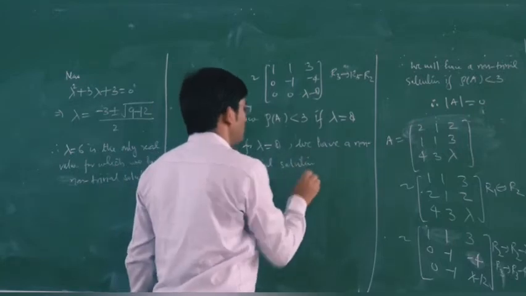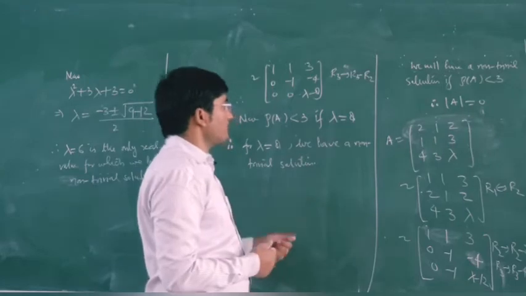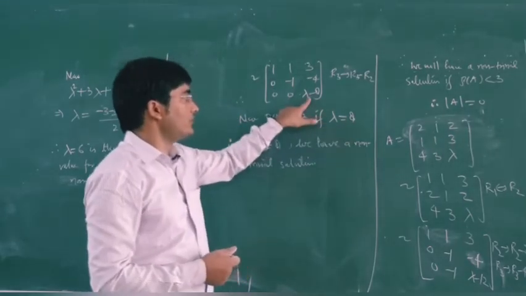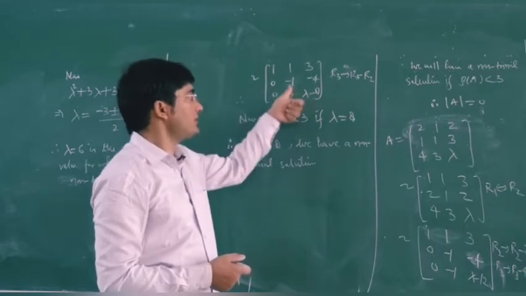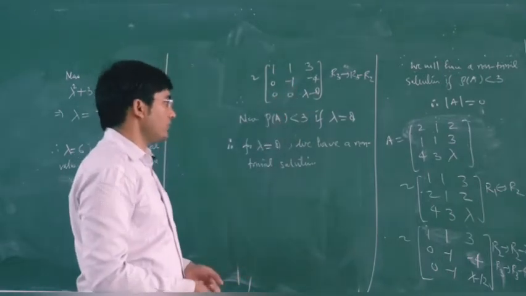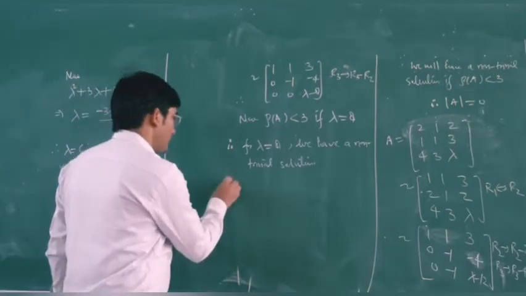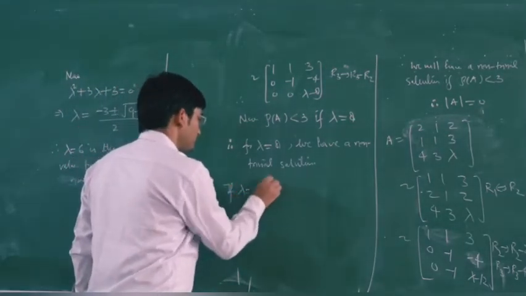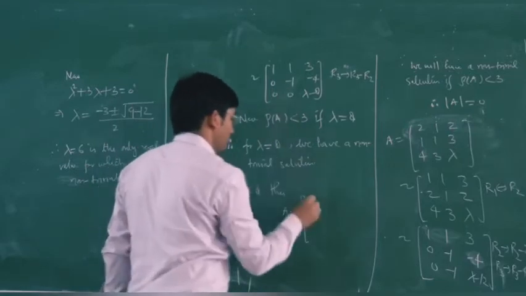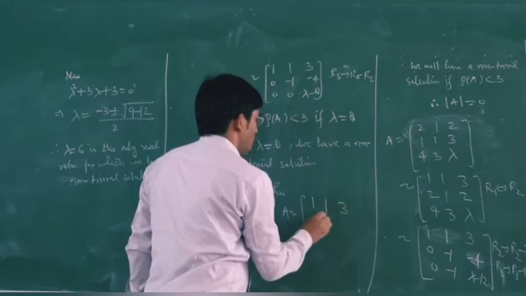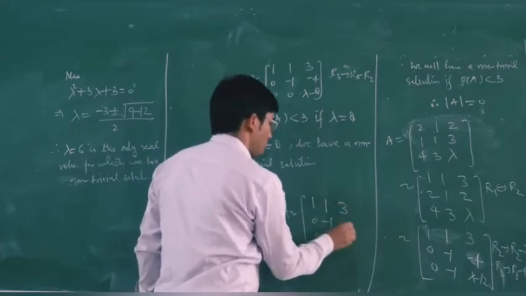So only for this value of lambda will we have a non-trivial solution, because if lambda equals 8, then this element will become 0, and the determinant of this matrix will be 0. That means the rank of A is less than 3. Now let us find the solution. If lambda equals 8, then A will be [1, 1, 3; 0, -1, -4; 0, 0, 0].